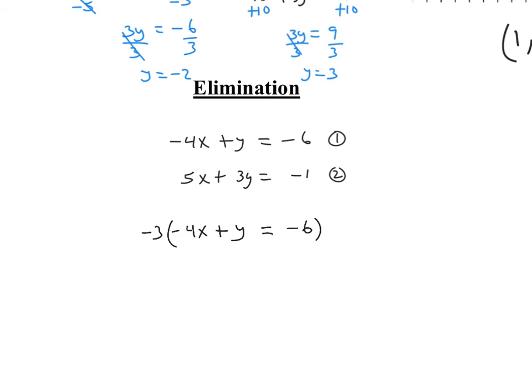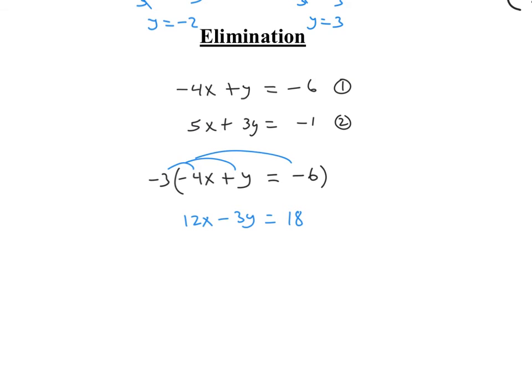So I'll go ahead and start distributing here. That's positive 12x. Here, that's negative 3y, which is what I wanted, all the way across, positive 18. See how the y term is now at negative 3y? Now what I'm going to do is take equation number 2 and write it right underneath. And now I'm going to go ahead and combine these two equations. I'm going to add them together. Now watch what happens.